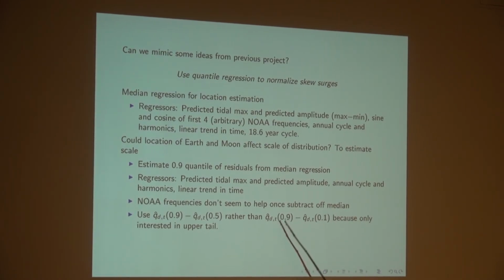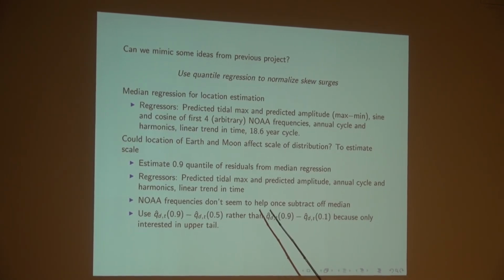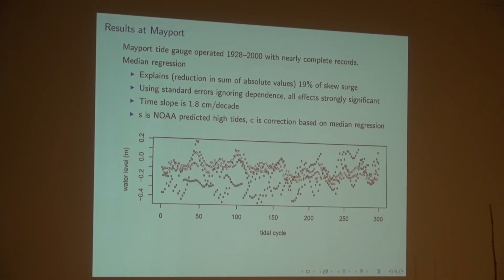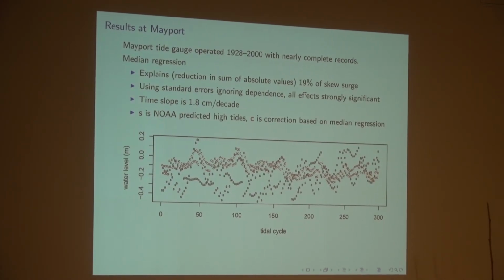And I use fewer covariates when I estimate the scale than when I estimate the location. All right, so like I said, I looked at Bayport. This has 73 years of data. Very little missing. I mean, there is some missing, but very little. And for the median regression, I explained 19% more of the variation in the observed tidal maxes than NOAA skew surge. That's actually a pretty substantial amount.